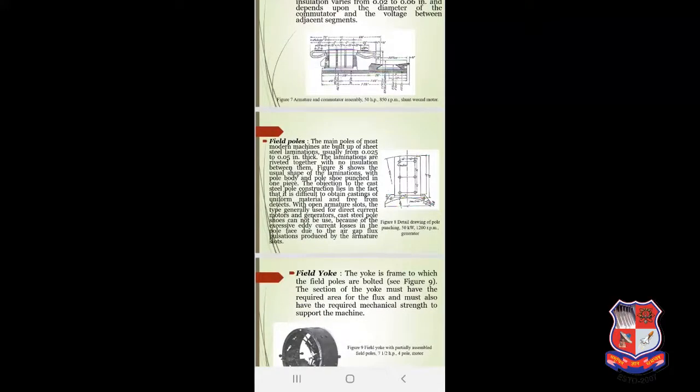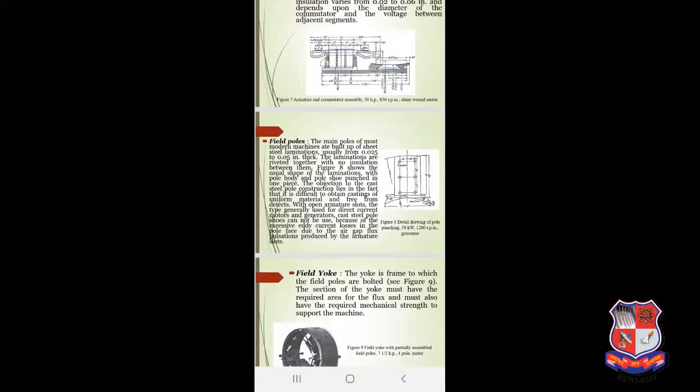Now next is field pole. The main poles of most modern machines are built up of sheet steel laminations, usually from 0.025 to 0.05 in thick. The laminations are riveted together with no insulation between them. You can see the figure. Usually the shape of the lamination has the pole body and pole shoe punched in one piece.